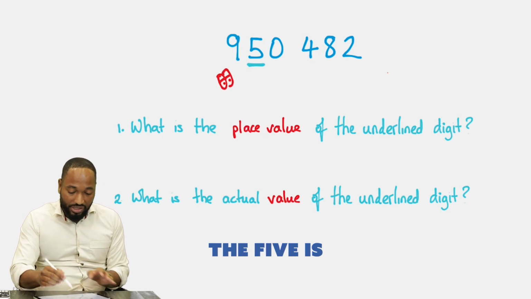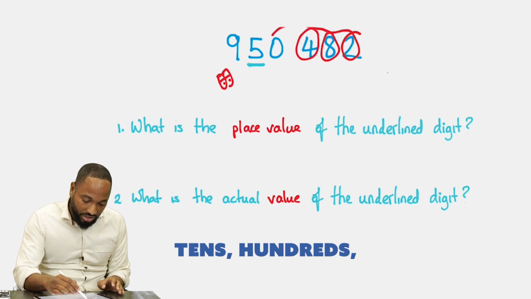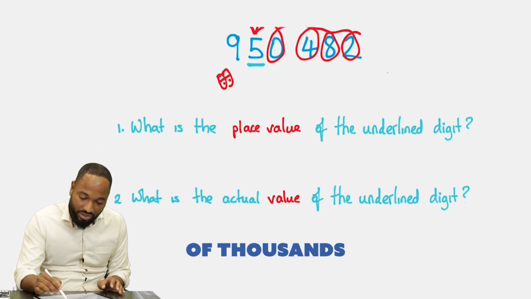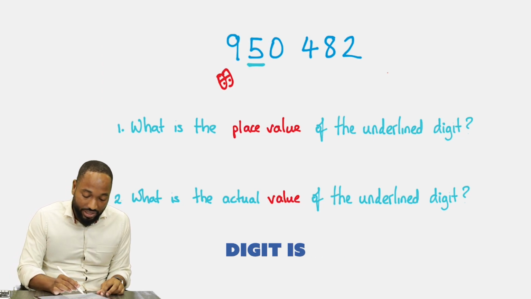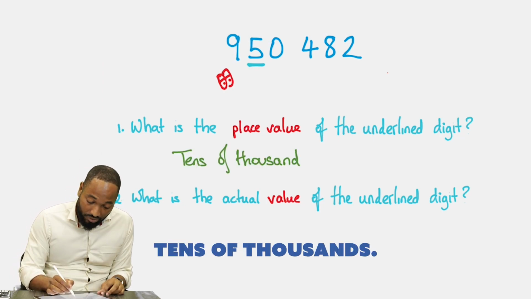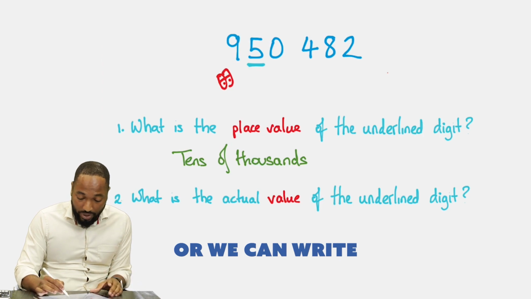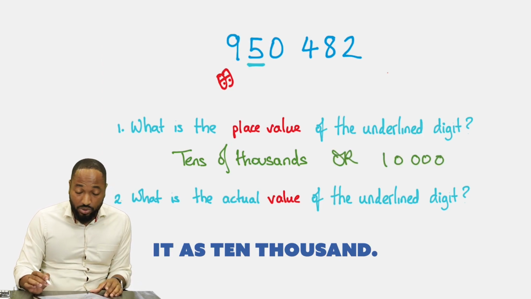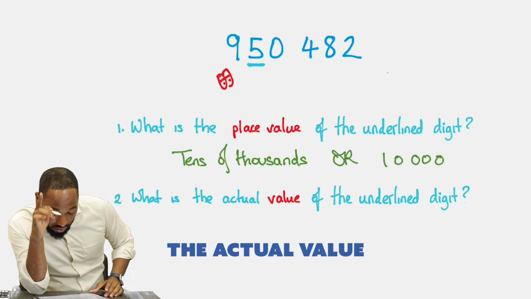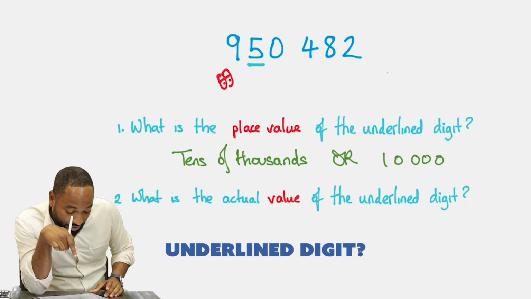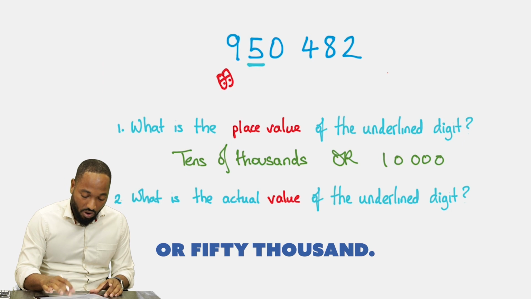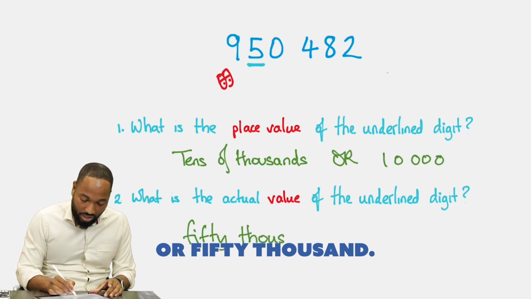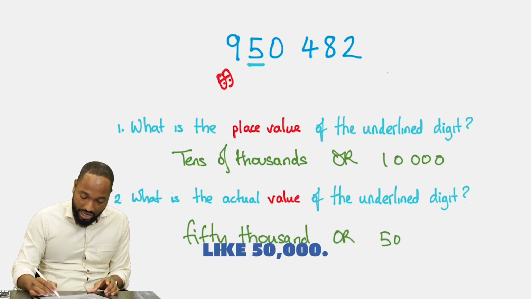The 5 is in the ones, tens, hundreds, thousands, tens of thousands position. So the place value of the underlined digit is tens of thousands. Or we can write it as 10,000. But what is the actual value of this underlined digit? The actual value is 5 tens of thousands, or 50,000. And of course, we can just write it like 50,000.